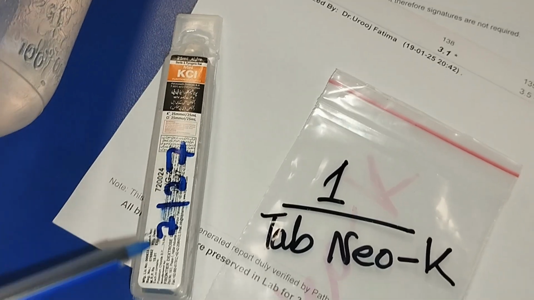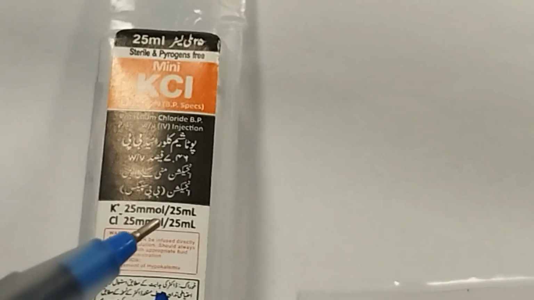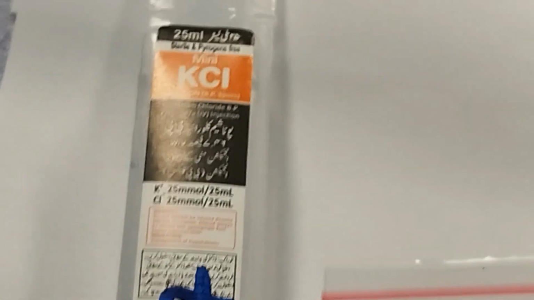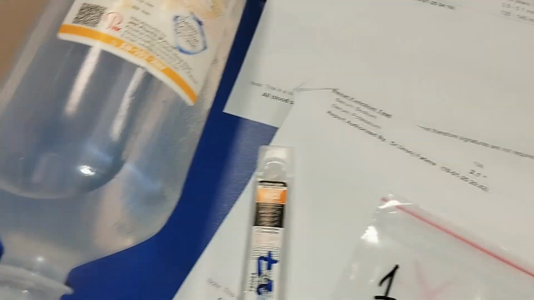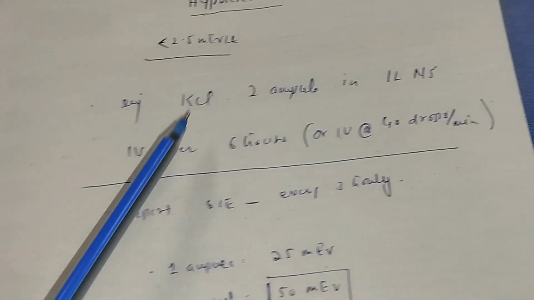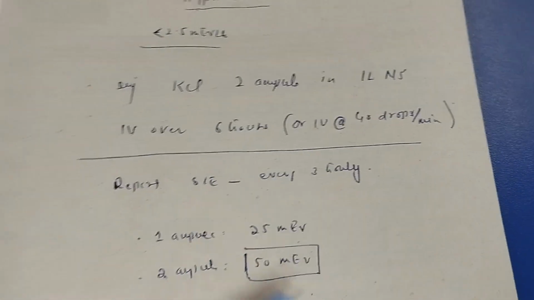This is KCL, 1 ampule of KCL. 1 ampule of KCL is equal to 25 millimole of potassium. This ampule goes in 1 liter of normal saline, and then we will give it IV slowly. So let us talk about it. Injection KCL 2 ampule in 1 liter normal saline IV over 6 hours.